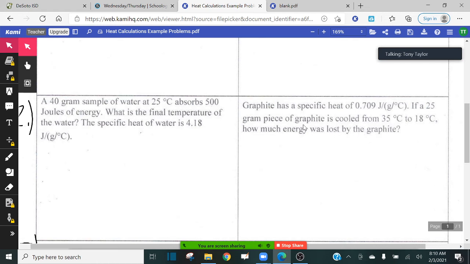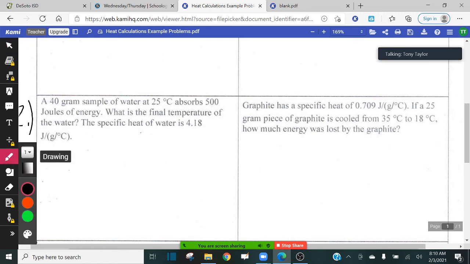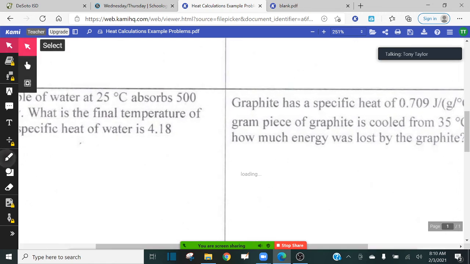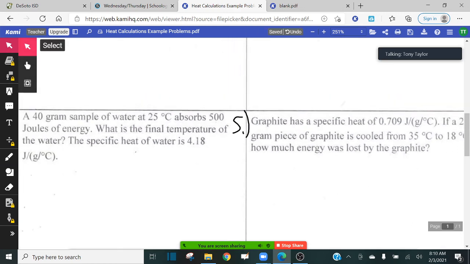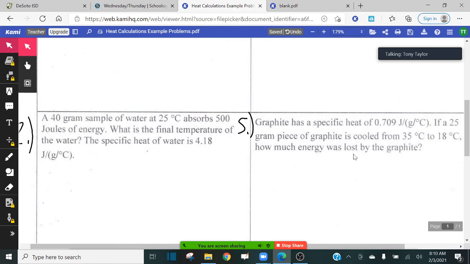Okay, I want you guys to notice something. Notice it said the graphite was cooled. In other words, energy was lost. So remember, when we solve for Q here, our Q value better be negative. Because remember what I said, if you lose energy, Q is negative. If you gain energy, Q is positive. Okay, so in number 5, just so we're clear, Q better be negative because energy was lost.